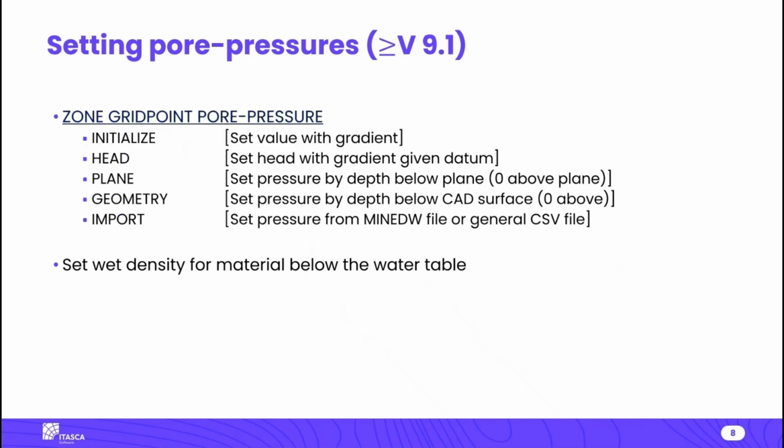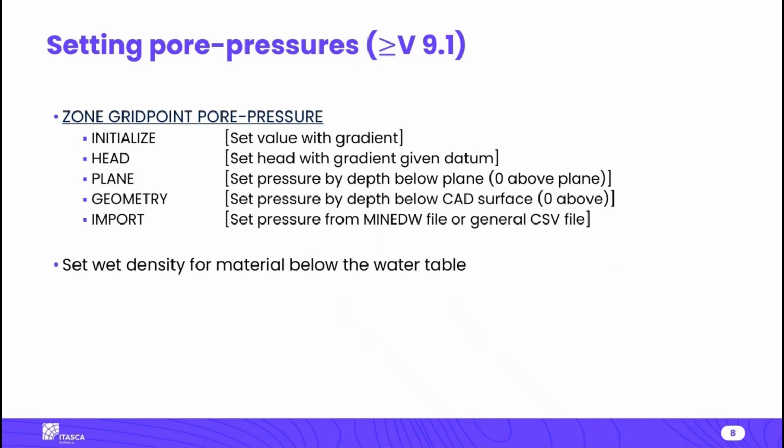As I mentioned, I'm mostly going to talk about version 9.1 and above. And again, things are a lot simpler now. We've tried to simplify the way that the fluid flow analysis is done. And so now anything you want to do to initialize pore pressures starts with zone gridpoint pore pressure. Note that if you're following along with the PDF document, these are links to the online documentation, so you can just click them and see what it says.